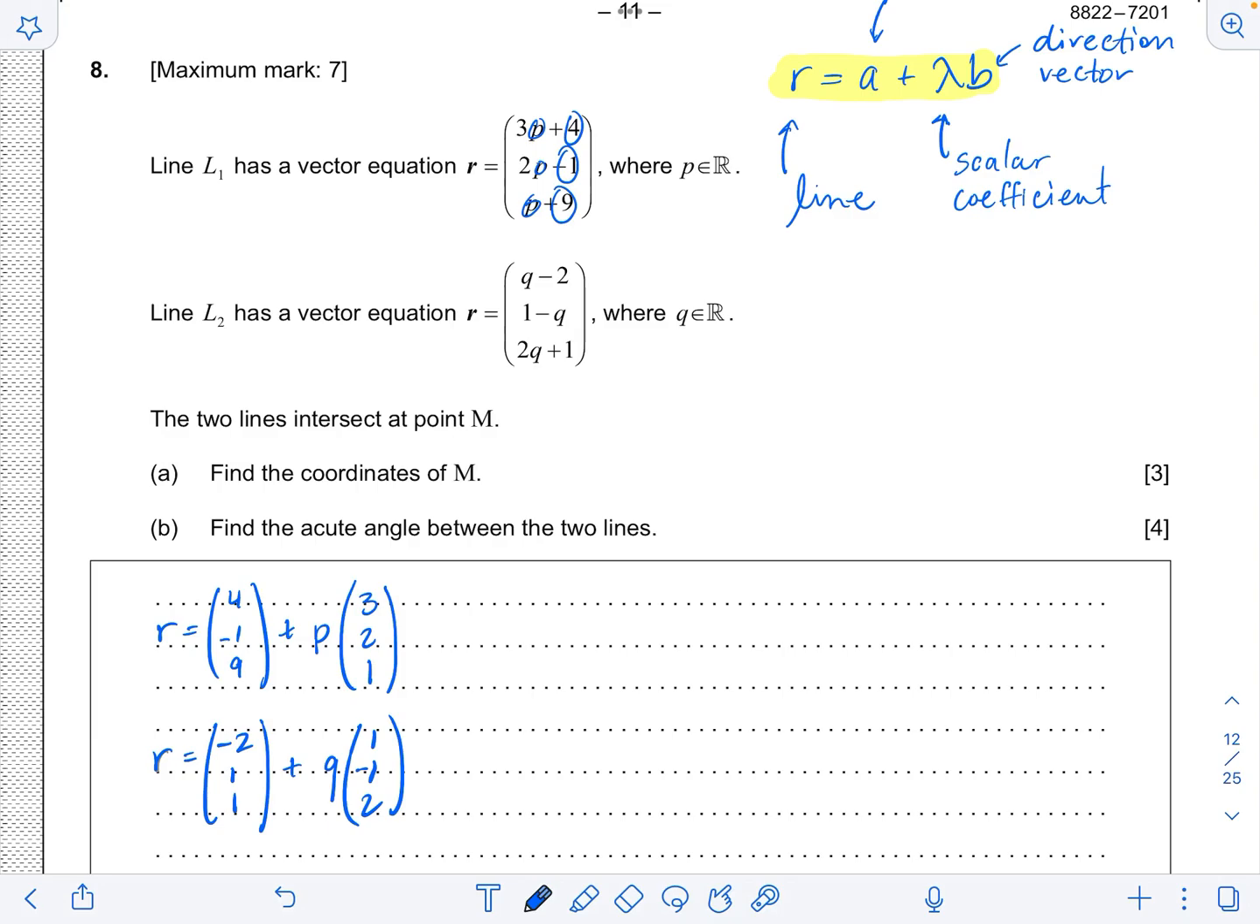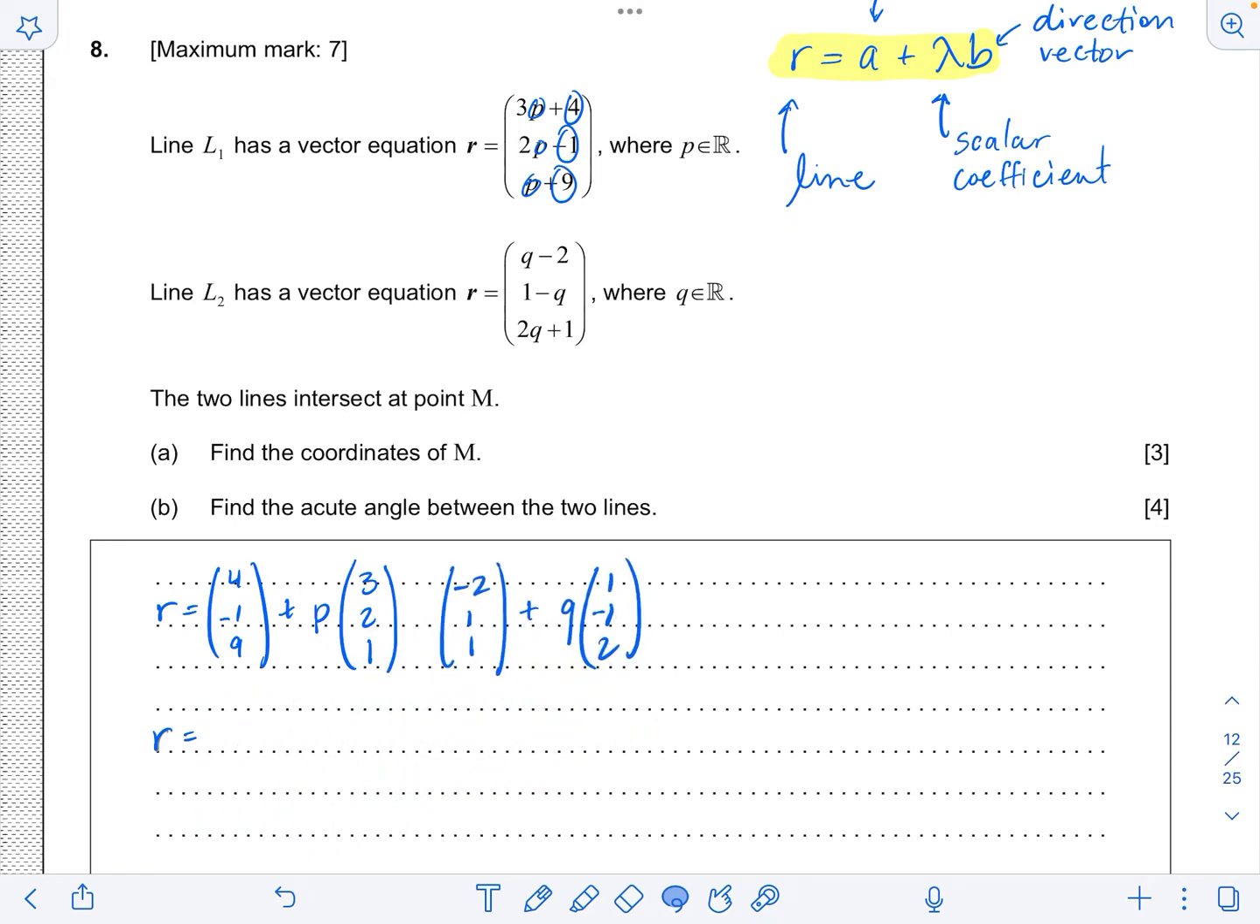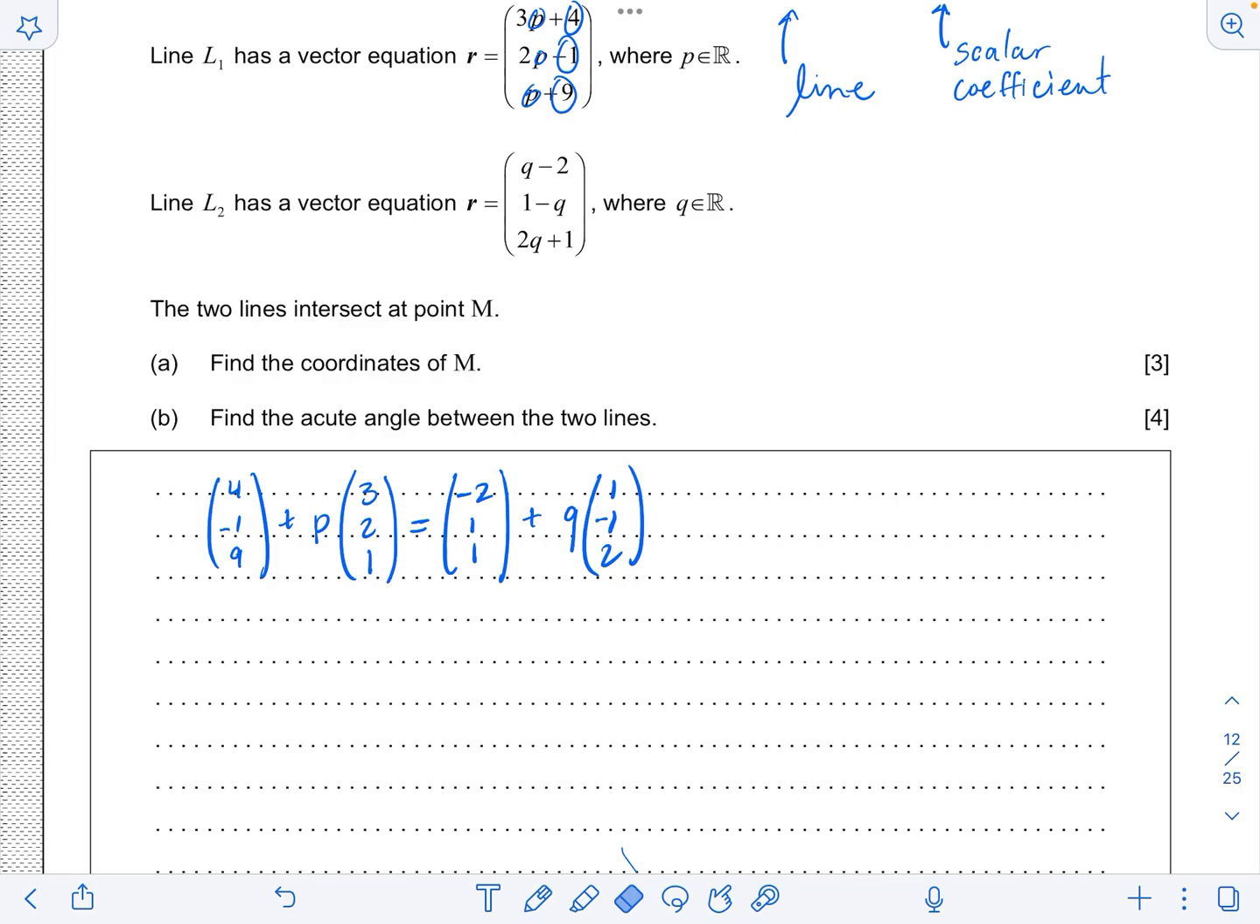So ultimately, I'll just move this over here. And all that means, how would we solve this? We can just create a bunch of equations from this. Like we know that the top position, 4 plus 3p, would equal the top position on the right side, -2 plus 1q. And we could go to the middle position, -1 plus 2p equals 1 minus q.